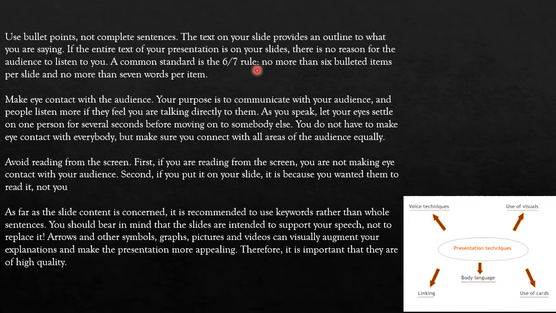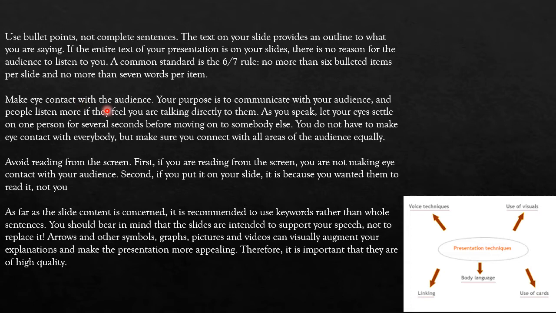The text on the slide must provide an outline to what you are saying. If the entire text of your presentation is on your slide, there is no reason for the audience to listen to you. So see to it that you do not incorporate all the information on the slide. Keep some for your verbal presentation, because it should not become too monotonous for the audience. If the content is congested on the slide, then it's really difficult for them to read as well as understand. So keep some amount of content reserved for your presentation.